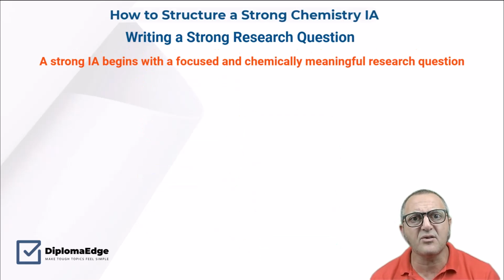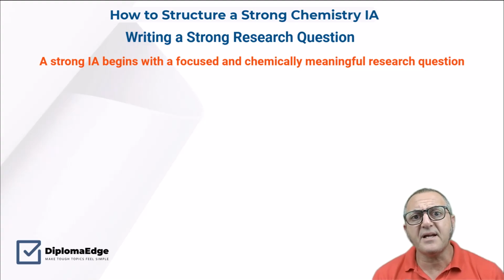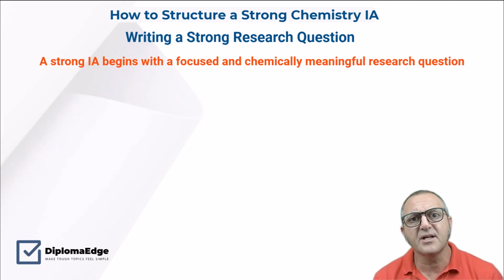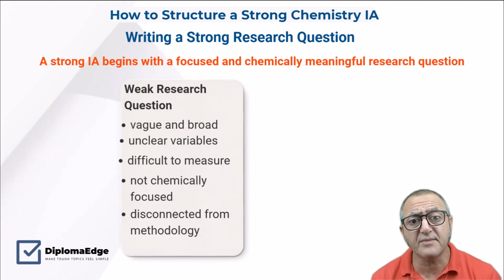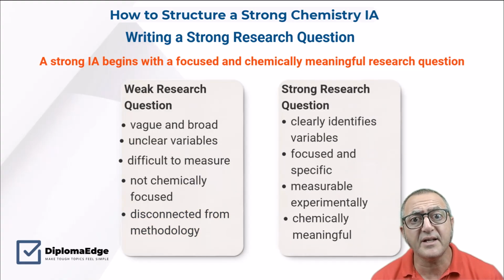We already discussed the need of the topic to be related to chemistry, but how can I formulate a research question that is strong? How can the research question be focused and chemically meaningful for the internal assessment? All right. So typically, students, when they formulate a research question, they formulate weak research questions because the question is too vague or broad, so it cannot be investigated within the scope of an internal assessment, or the variables that are to be investigated are not clear in the research question, or maybe the question is difficult to measure. And in other instances, you have a research question, and when you look at the methodology it does not really address the research question. So a strong research question in chemistry should have clearly identified variables.